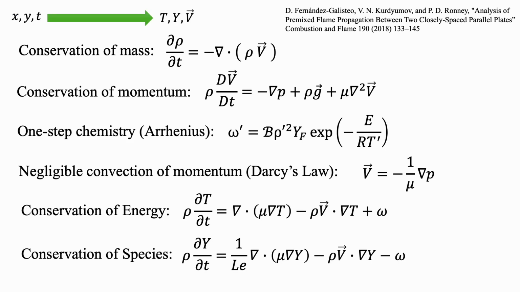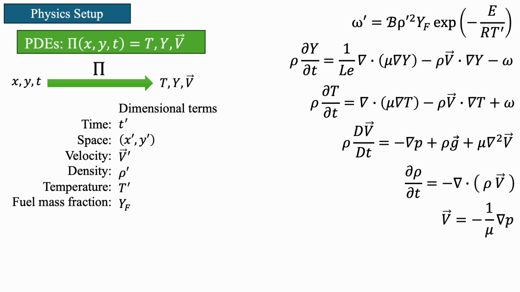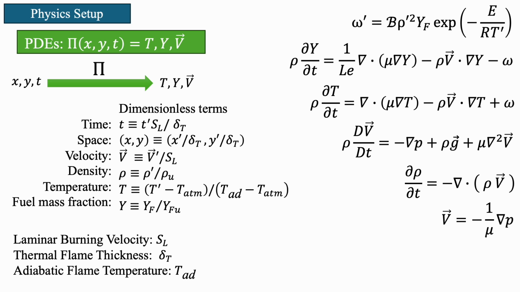For a quasi 2D reacting flow, we want conservation of mass to be obeyed, and conservation of momentum. To simplify, we're going to be using one-step chemistry. With very small velocities, we can neglect convective terms of momentum and invoke Darcy's law. And we also want to obey conservation of energy and conservation of species. First, when solving a system of partial differential equations, we want to go from dimensional terms to non-dimensional terms. Here, we're going to be non-dimensionalizing by the laminar burning velocity, the thermal flame thickness, and the adiabatic flame temperature.